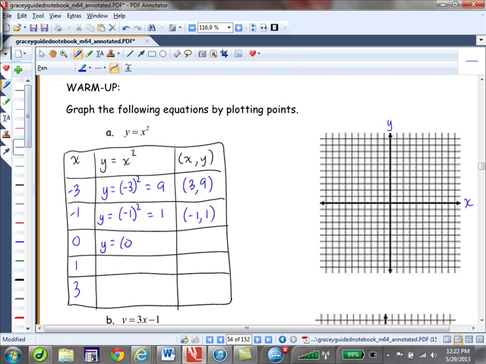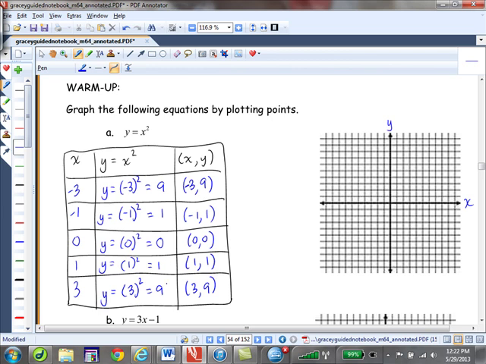Y equals 0 squared, which is 0. So we have a point at the origin. Y equals 1 squared, which is 1. So we get the ordered pair 1, 1. And y is equal to 3 squared, which is 9. So do you notice what seems to be happening? Oh, and my apologies, the earlier one should have been a -3.